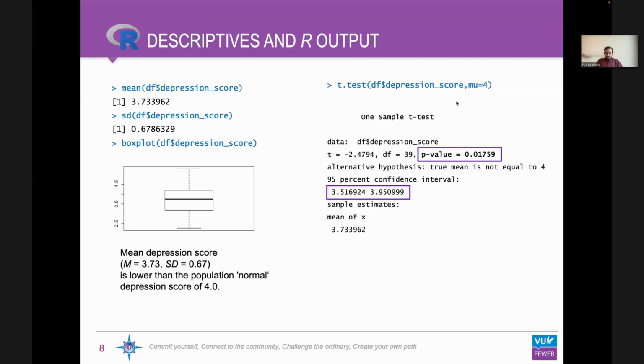So in R, if you do a one-sided test, which we will see soon, you put an alternative equal to less or greater here. If you don't see anything related to the alternative argument here, which is the alternative hypothesis, then this is always a two-sided test.